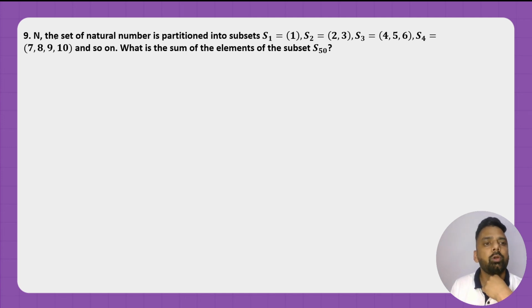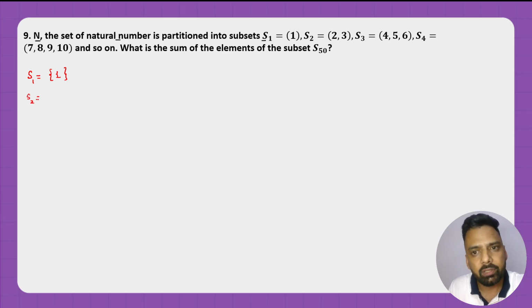So guys, our ninth problem is: the set of natural numbers is partitioned into subsets, where S1 has only one element, which is 1. Then we have set S2, which has two elements, 2 and 3. Then S3 is the third set, with elements 4, 5 and 6.